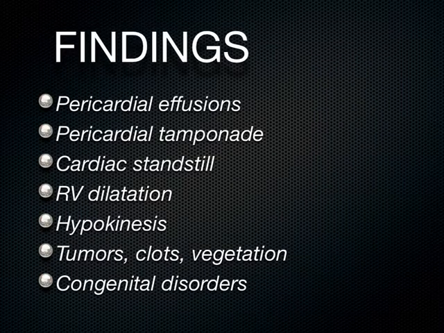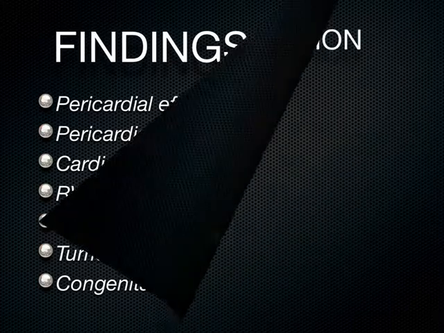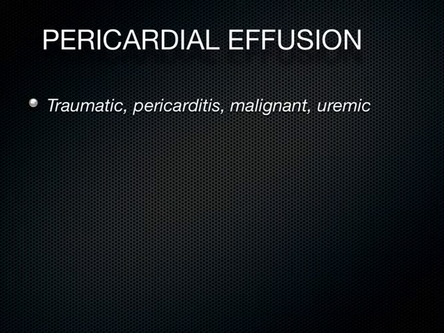What are we looking for whenever we do a cardiac ultrasound? Well, we're looking for pericardial effusions, whether or not there's tamponade, whether the heart is standing still, any RV dilatation, for that matter RA dilatation, any hypokinesis, obvious tumors, clots that are super obvious, and also vegetations that are just screaming at you, and maybe a congenital disorder or two.